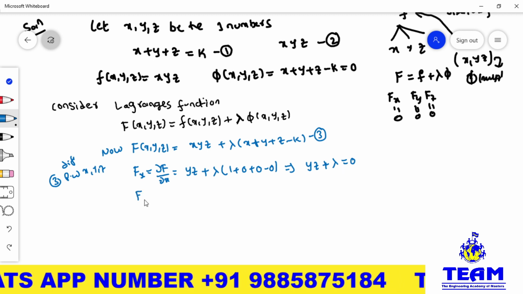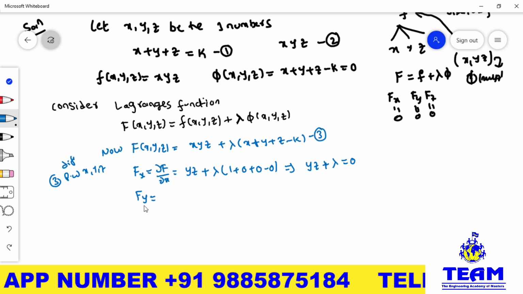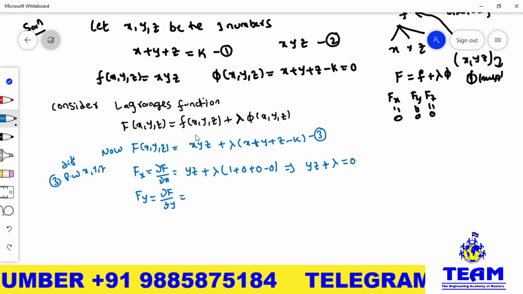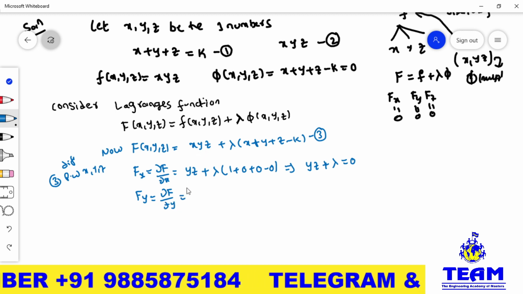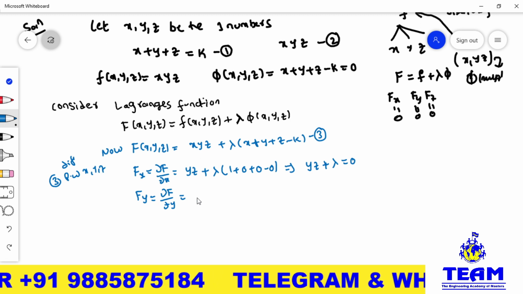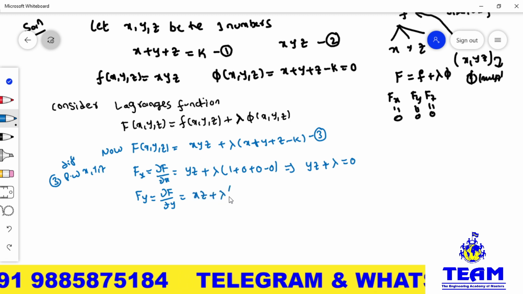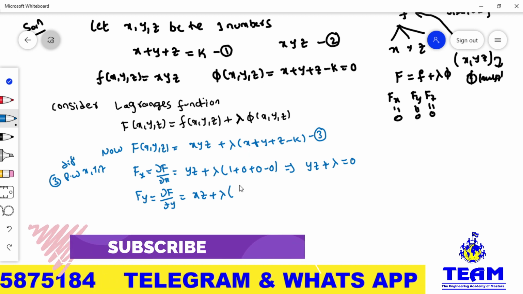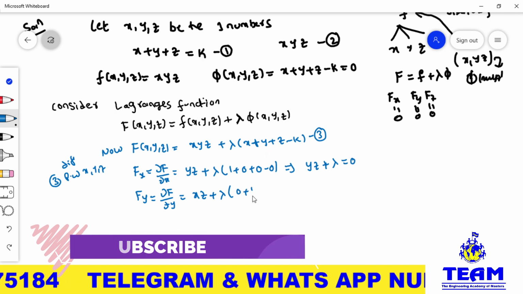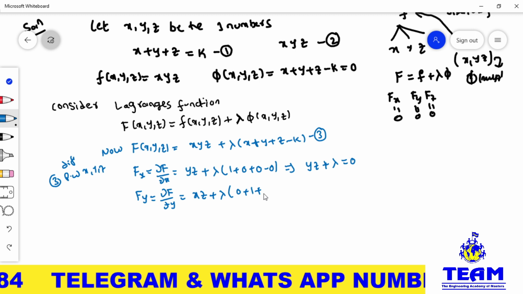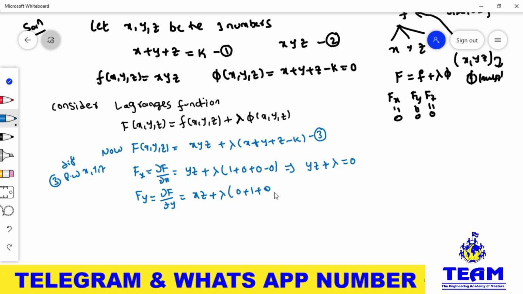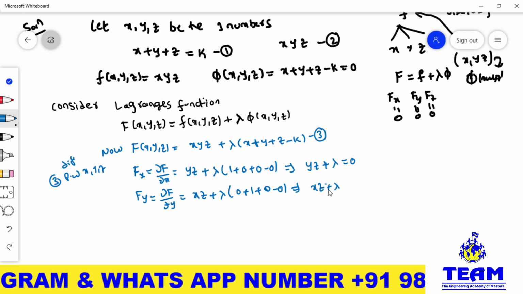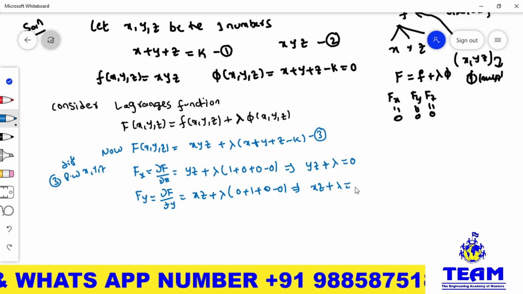Now, again you differentiate equation 3 partially with respect to y. That is dou f by dou y is equal to. Now, here you observe, is there any y term? Yes, we have a y term. The y derivative is 1, 1 into xz is xz, plus lambda into. Now, is there any y term in x? No, so this derivative is 0, plus y term is there. The y derivative is 1 plus. Is there any y term? No, so this derivative is 0. Next, this constant derivative is also 0. That's it. Which implies xz plus lambda is equal to 0.